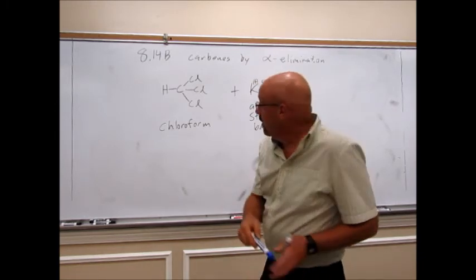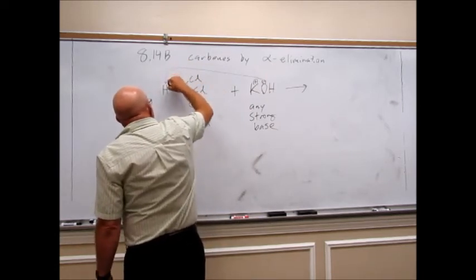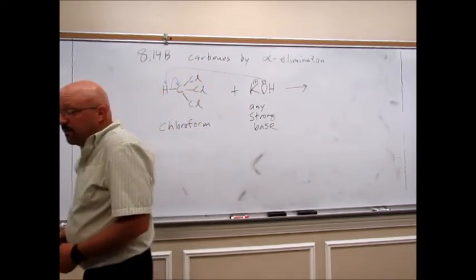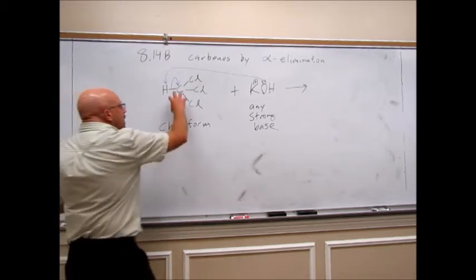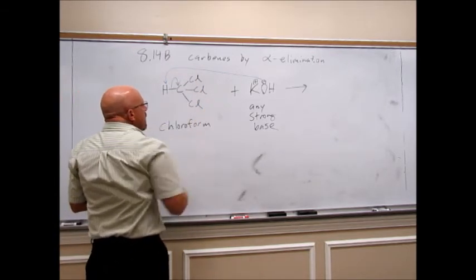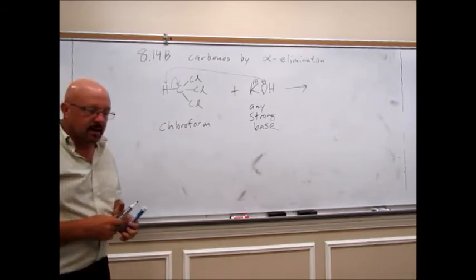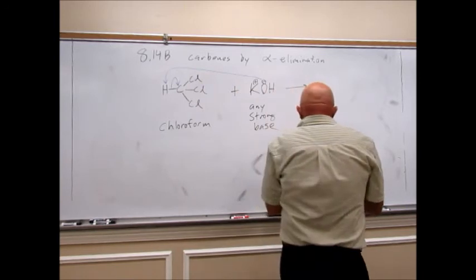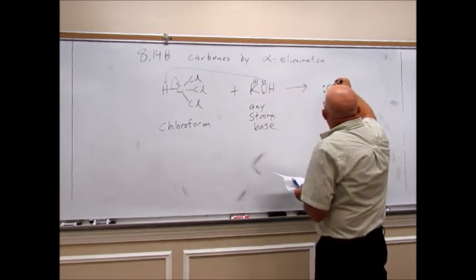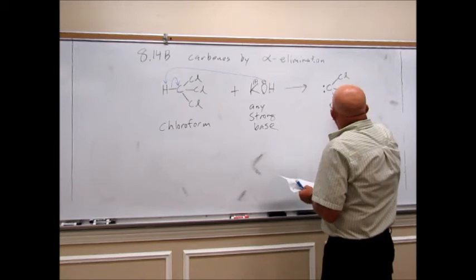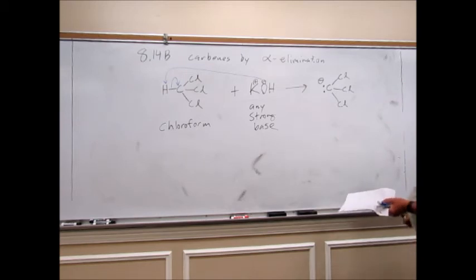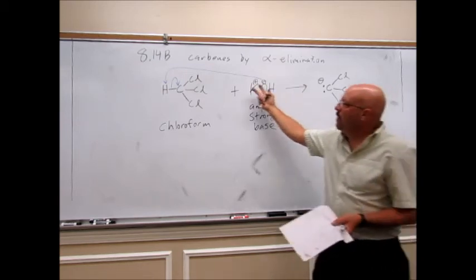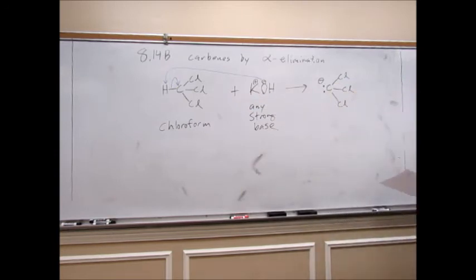Our strong base is going to grab the hydrogen off of the chloroform. That's a reasonably acidic hydrogen because all those chlorines are pulling the electrons away from that hydrogen. You've got 3 chlorines pulling electrons away from the hydrogen, so that makes that reasonably acidic. And we get this anion. Potassium would balance the charge out. We'd also have water because the OH grabbed the hydrogen, that made a water molecule. We're not concerned with that.